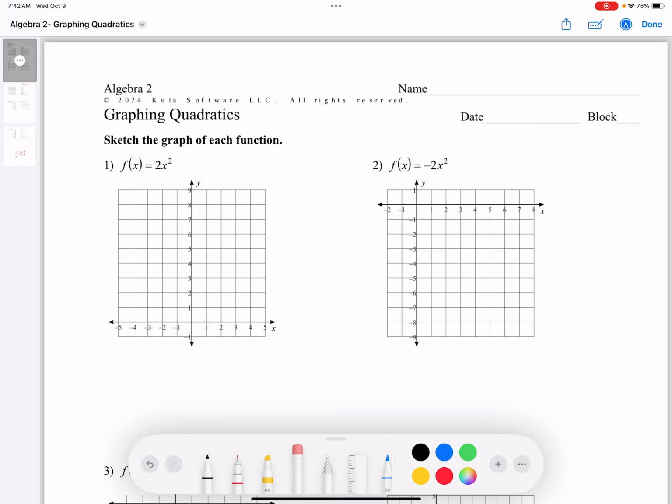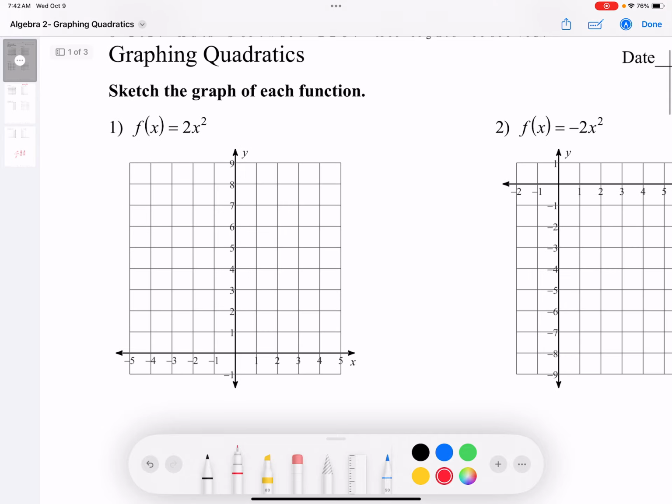So the first 5 problems have a vertex of 0, 0. So with these, what we're going to do is set up a table of values. Anytime you're graphing any type of equation, you can always make a table of values or a function table to graph the equation. The values of x we're going to use are -2, -1, 0, 1, and 2.